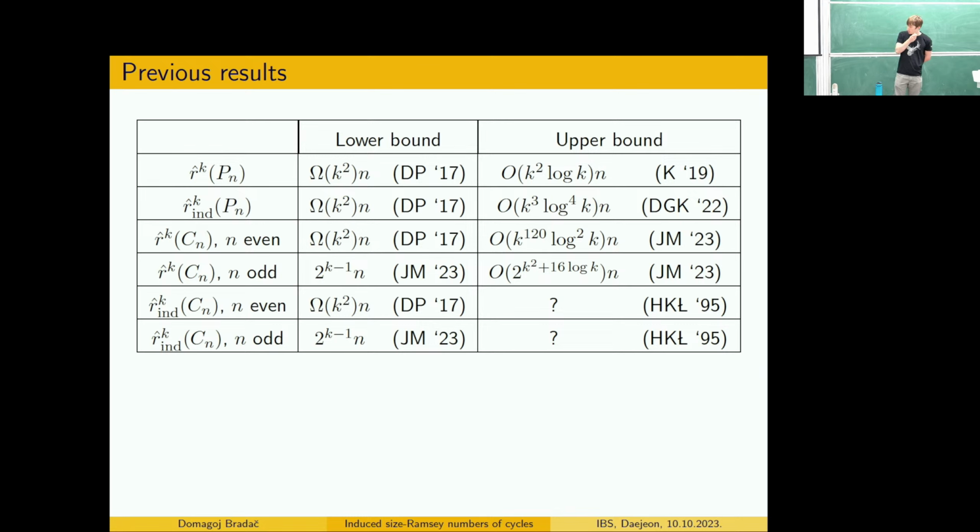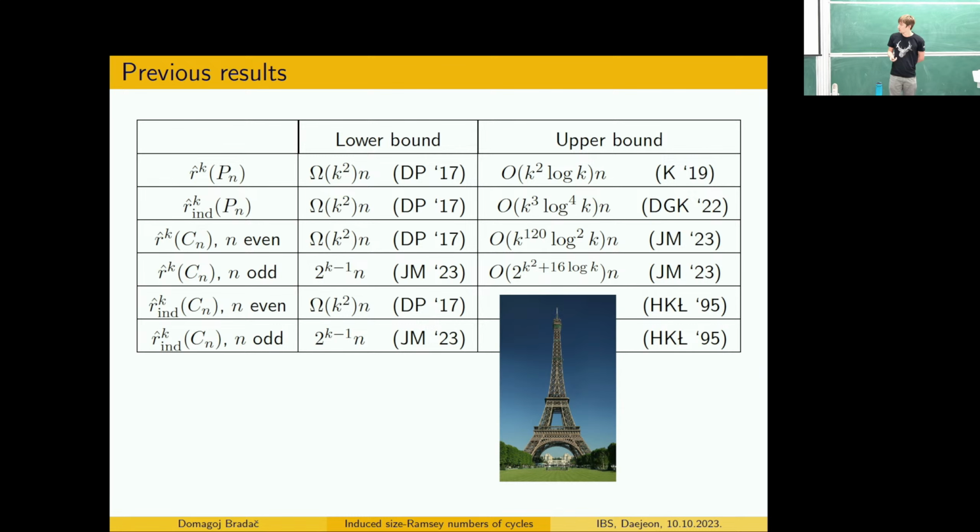Now for the size-Ramsey number of even paths, Javadi and Miralei obtained a polynomial bound in the number of colors, something like k to the 120, and for odd cycles, they obtain an exponential in k squared bound. Okay, and for the induced problem, the best bounds we have, actually the only bounds we had before our work, are from this paper of Haxell, Kohayakawa, and Łuczak, and they're not explicit. They're of some tower type dependence on the number of colors because they use the sparse regularity lemma.